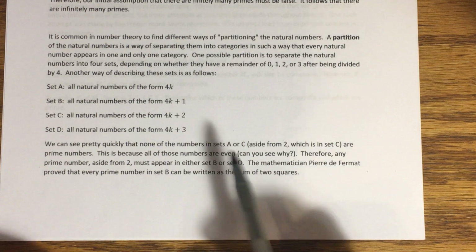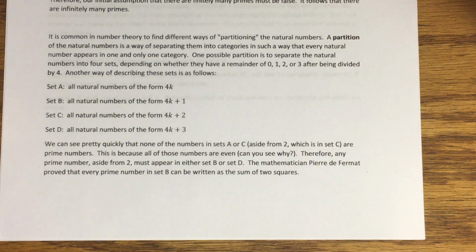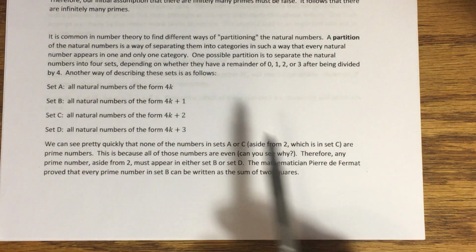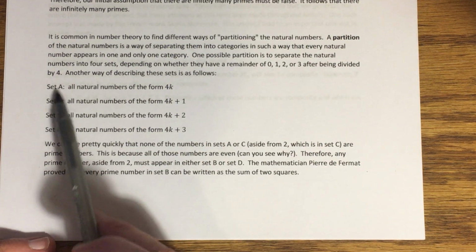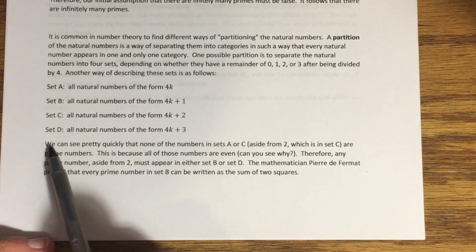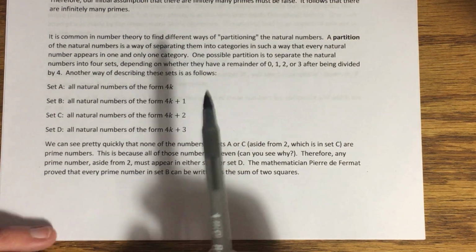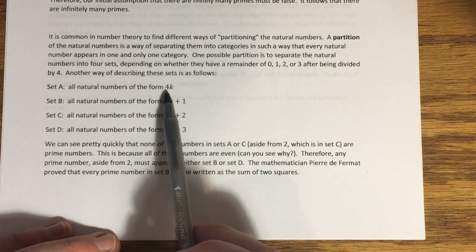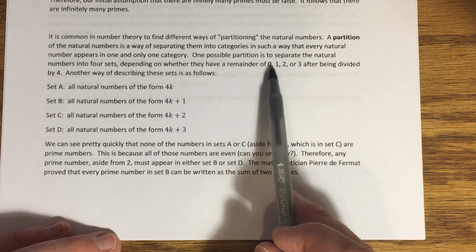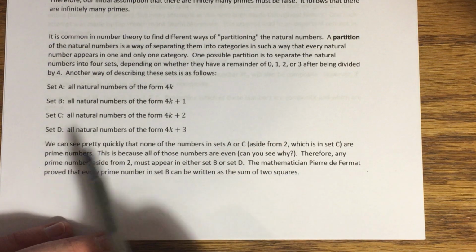So we can take the natural numbers, separate them into categories based on which remainder they end up with after dividing them by 4. Another way of writing the exact same characterization of these numbers is by splitting them up into these 4 sets: set A, B, C, and D, where set A is the set of all natural numbers of the form 4k. K is some natural number. Again, this would imply that that number is divisible by 4, which means it would have a remainder of 0 if we divided it by 4.